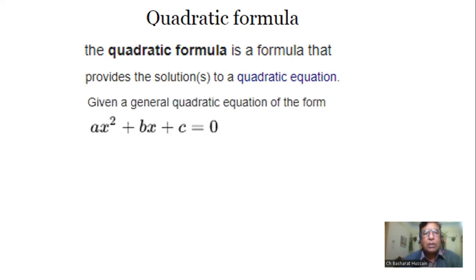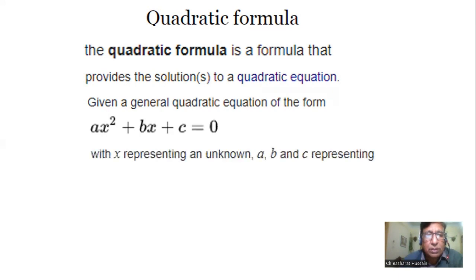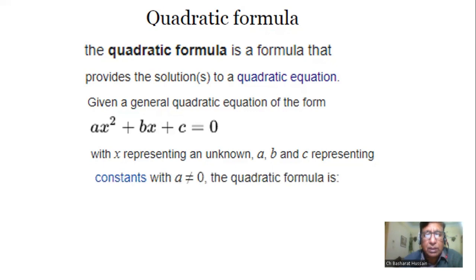So what is a quadratic equation? The general quadratic equation is of the form ax square plus bx plus c. Here x represents an unknown, a, b, c represent constants, and a is not equal to 0, because when a is 0, the remaining equation becomes bx plus c, which is linear. So a must not be equal to 0, then it remains a quadratic equation.